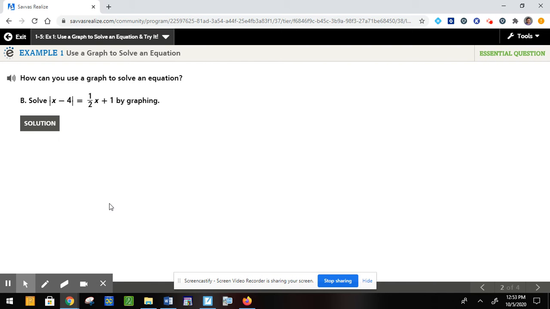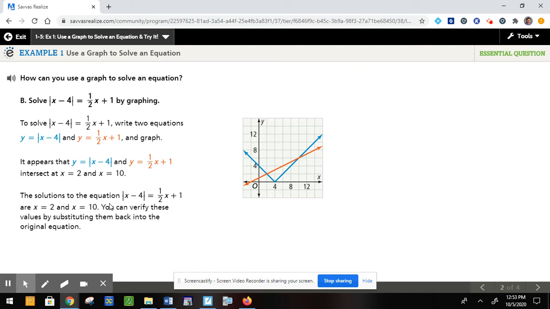So this is really no different. It's a little more complicated of an equation, right? It's an absolute value there, you've got a fraction there, whatever. It's the same process. So you're going to take both sides of the equation, set them both separately equal to y. The blue is y equals absolute value of x minus 4. The red is y equals 1/2 x plus 1, and you can see it's intersecting in two places.